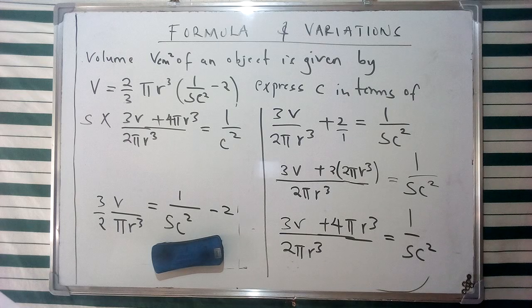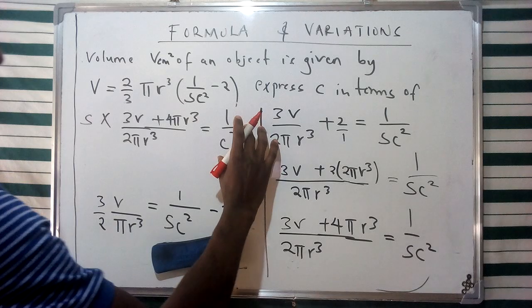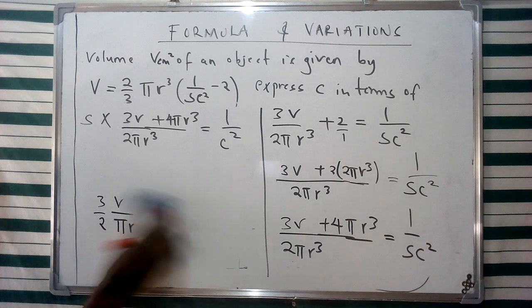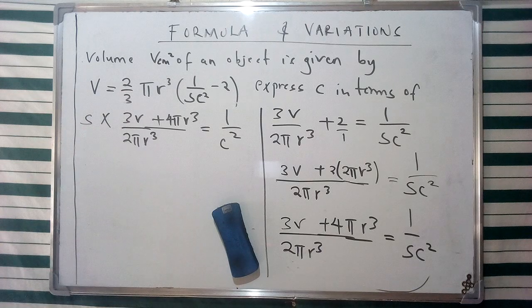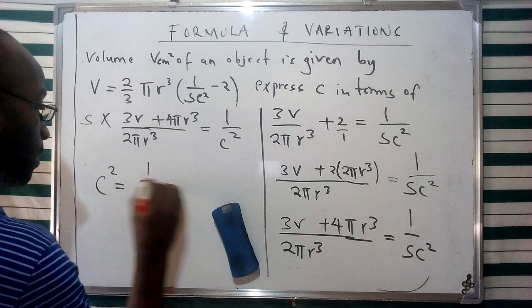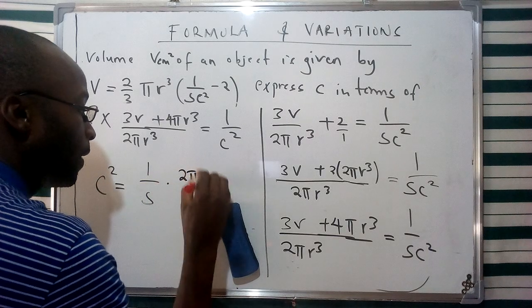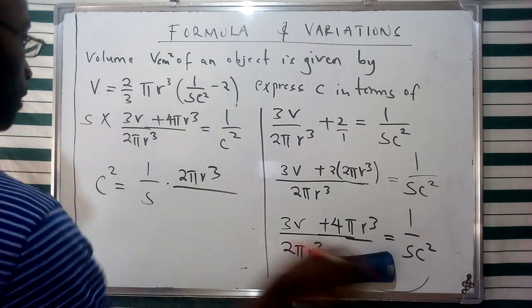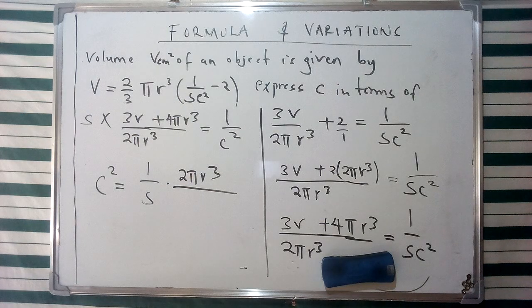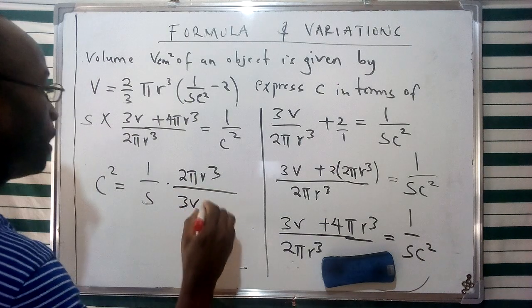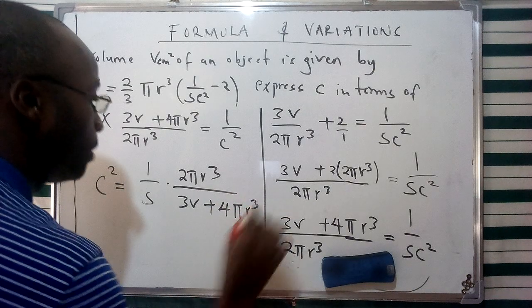So for this specific case, this is an inverse of the square of c. We can just invert this specific both sides of the equation so that we can have the square of c as our subject. So therefore we can have the square of c given as 1 over s. So find the reciprocal of this other side, and then we're going to have times 2 pi r cubed all over. So this upper side, which is a numerator, is being given as a denominator. So that's going to be 3v plus 4 pi r cubed given as such.